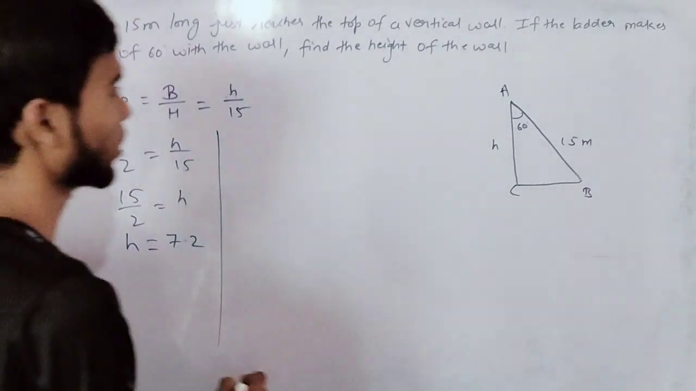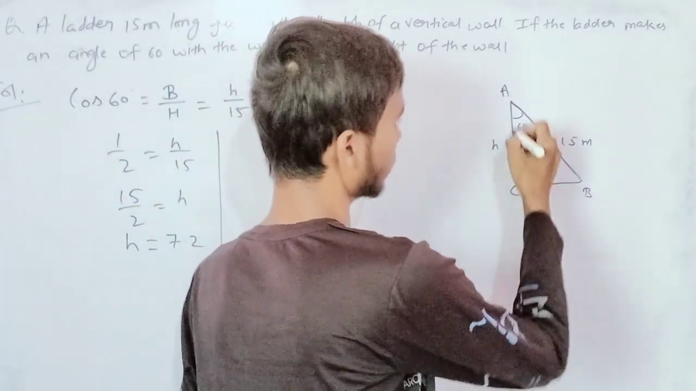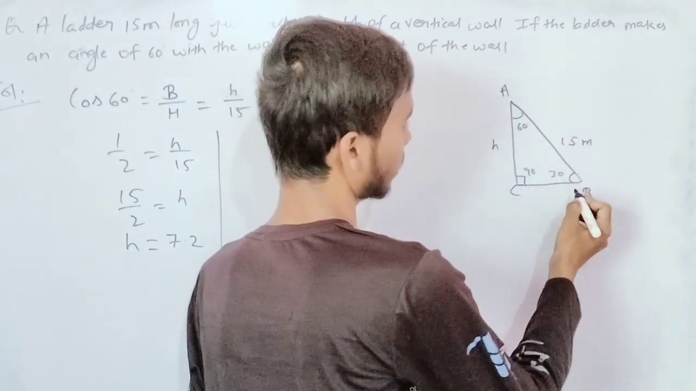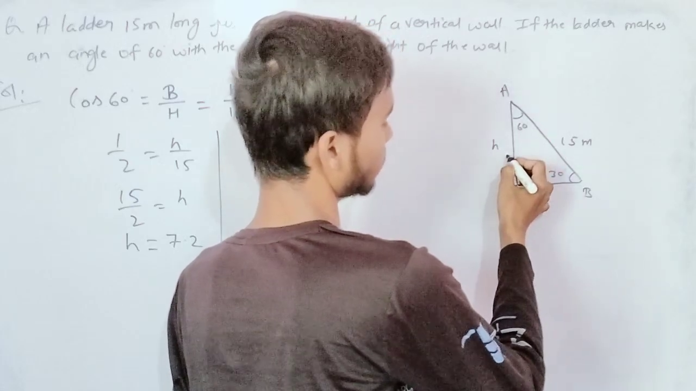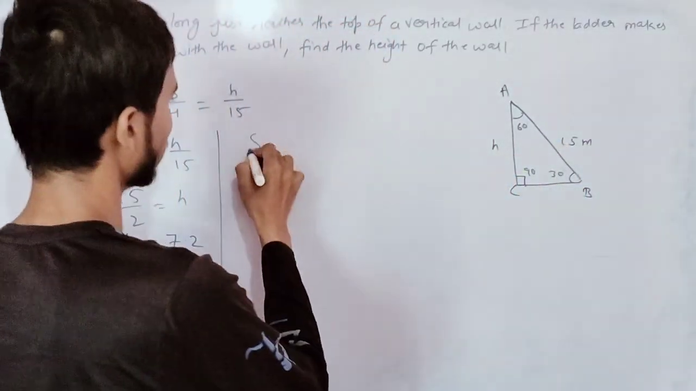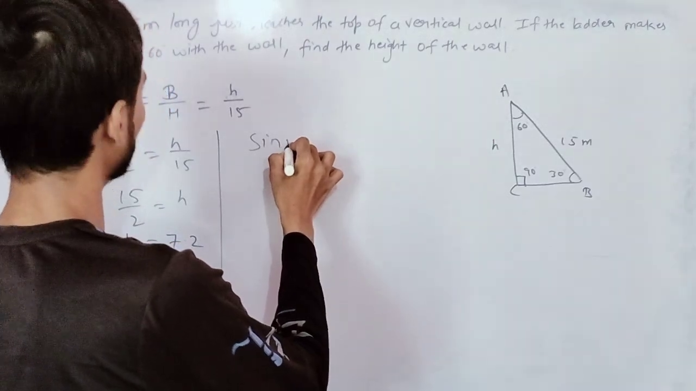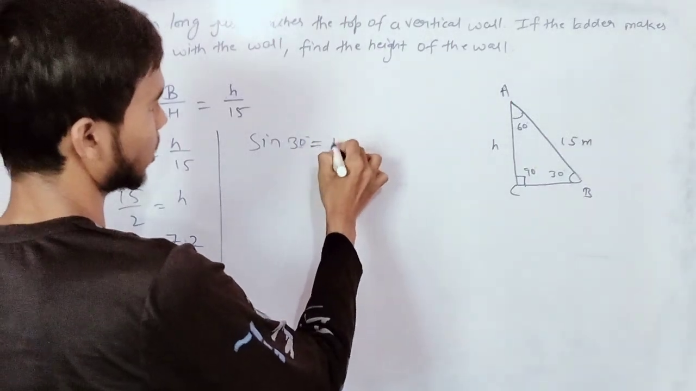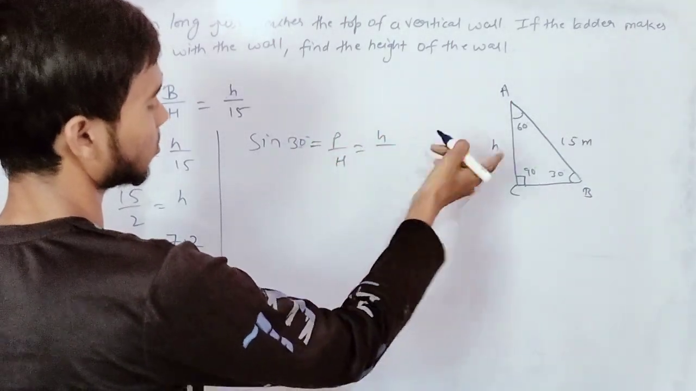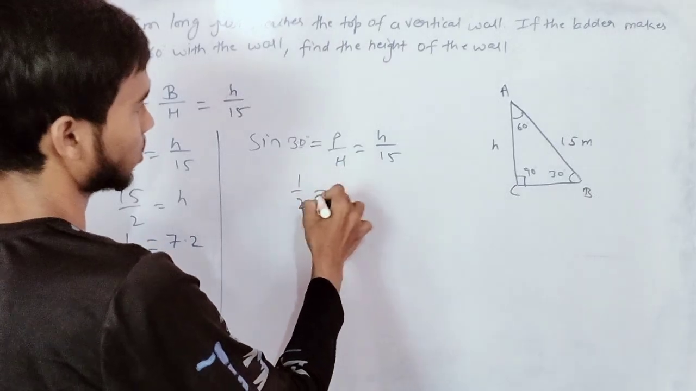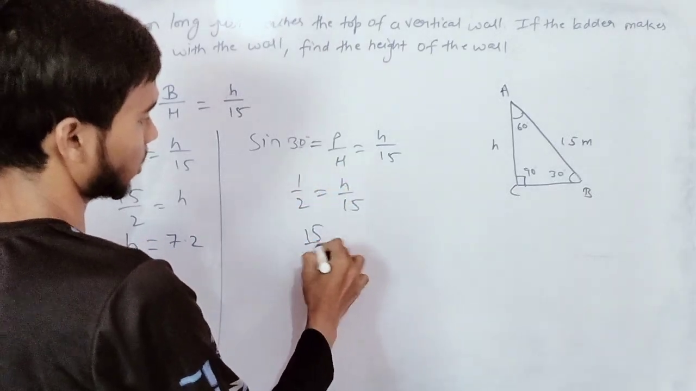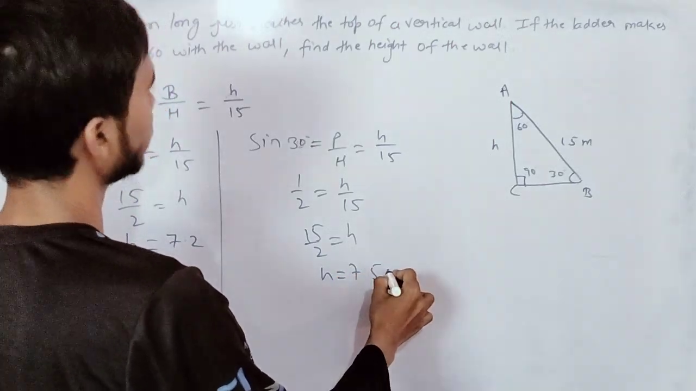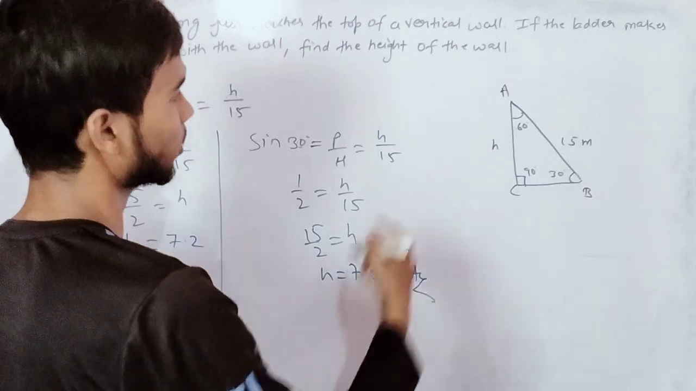Now, one way you can say this is straight. It will make 90 and it will make 30. According to this, it is p upon h, so you can say sine of 30, which is 1 by 2, equals h upon 15. So 15 by 2 is equal to h. It is given as 7.2 meter. This is the height of the wall.